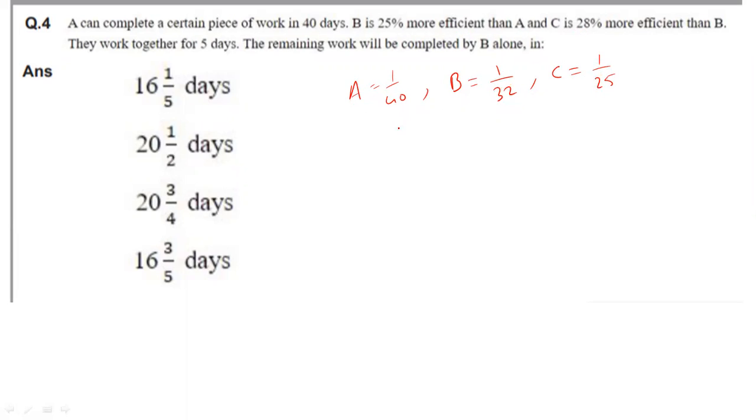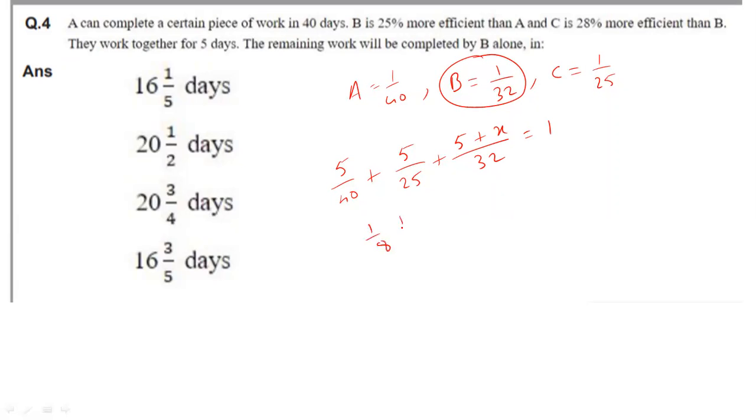They work together for 5 days, and the remaining work has to be completed by B alone. If they work together for 5 days, let us say A works for 5 days with 1 by 40 efficiency, C works for 5 days with 1 by 25 efficiency, B works for 5 days and alone X days with 1 by 32 efficiency. They are all completing one work.